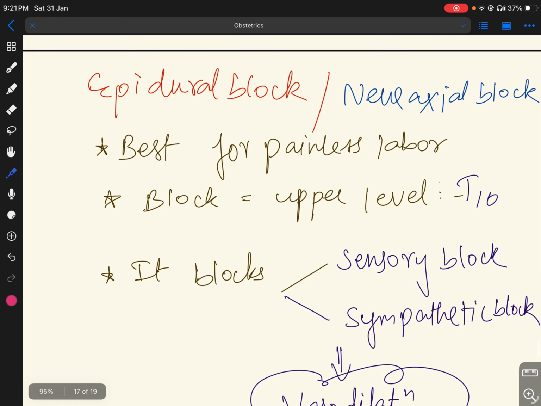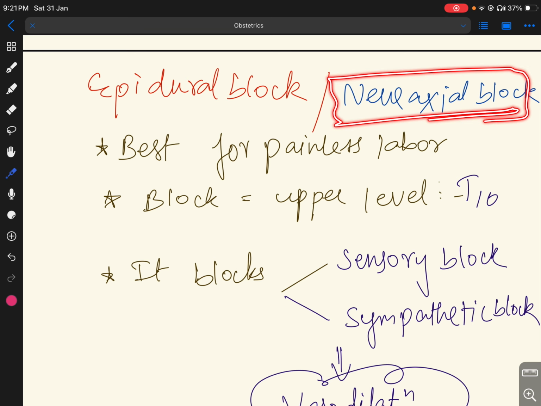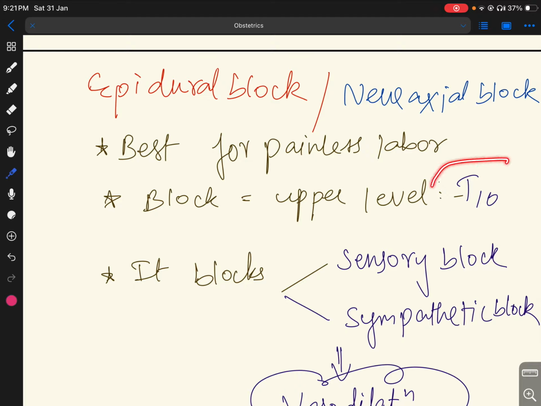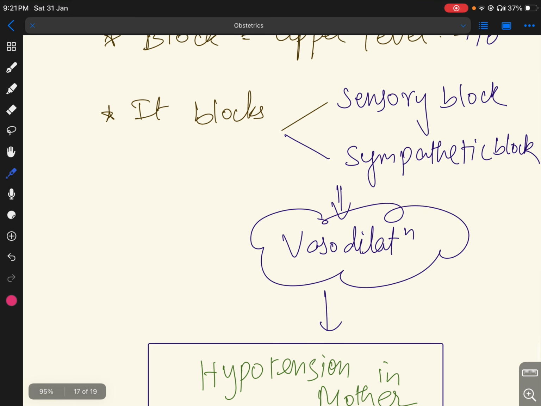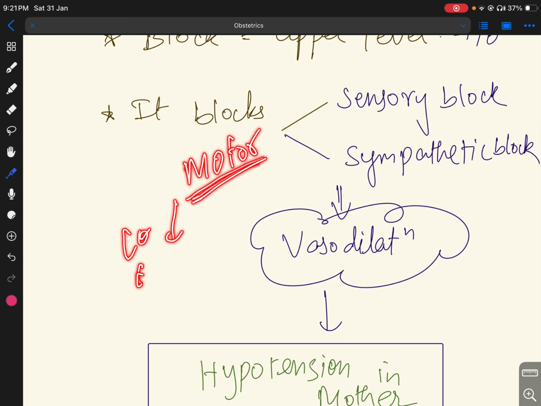Now moving on to the epidural block. It is not a regional block, it is a neuraxial block. It is best for painless labor. It blocks at an upper level, that is T10. It blocks the sensory and sympathetic component. It doesn't block the motor component because motor is essential for the contractions and the progression of labor.